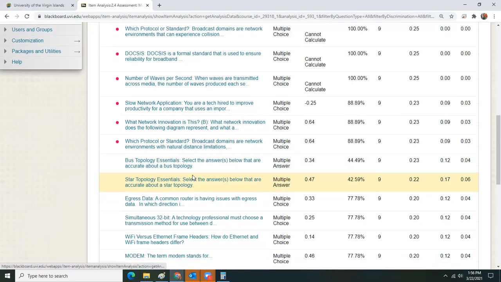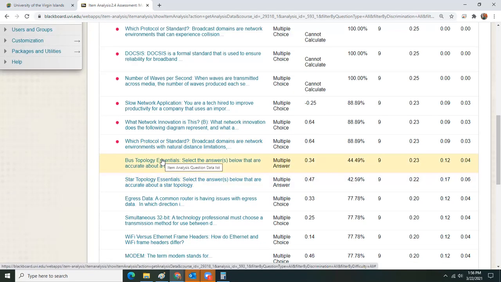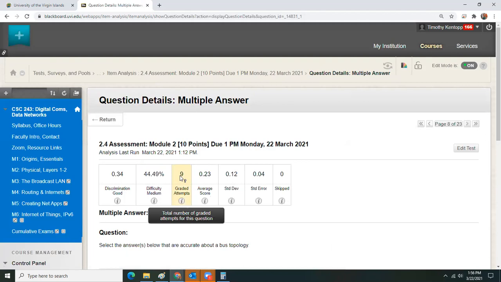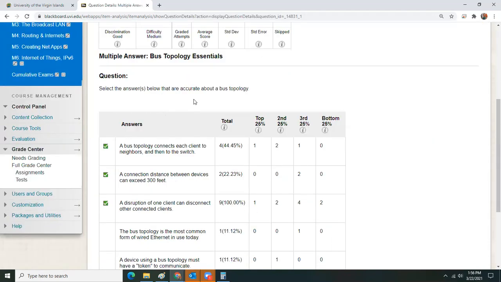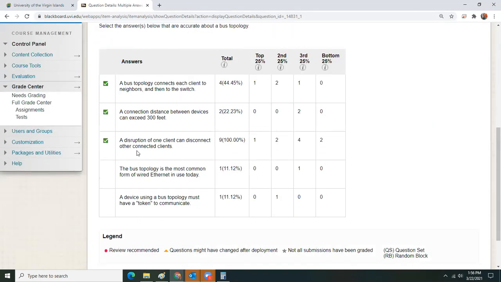Bus topology. There was another challenge with this one. So here with bus topology, select the answers below that are accurate about the bus. A bus connects each client to its neighbors and then to the switch finally. Right? A connection distance between the devices can exceed 300 feet. That's because they're all chained together. So you have 300 feet to the next device, 300 feet to the next device, 300 feet to the following device. As long as you keep connecting, you're adding 300, 300, 300 feet.